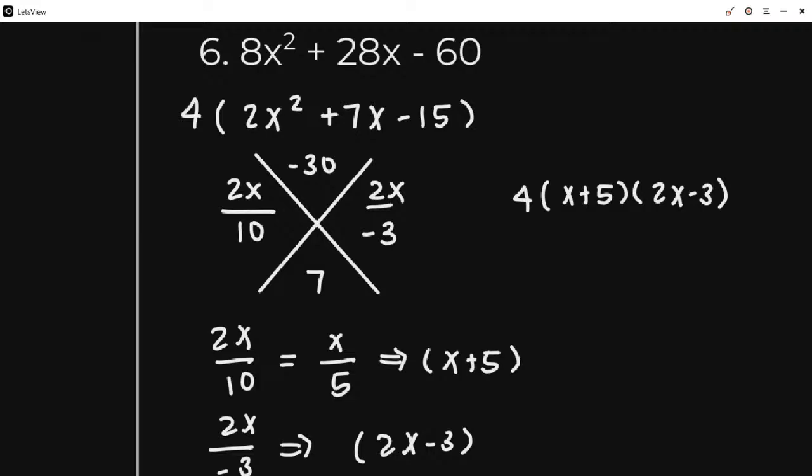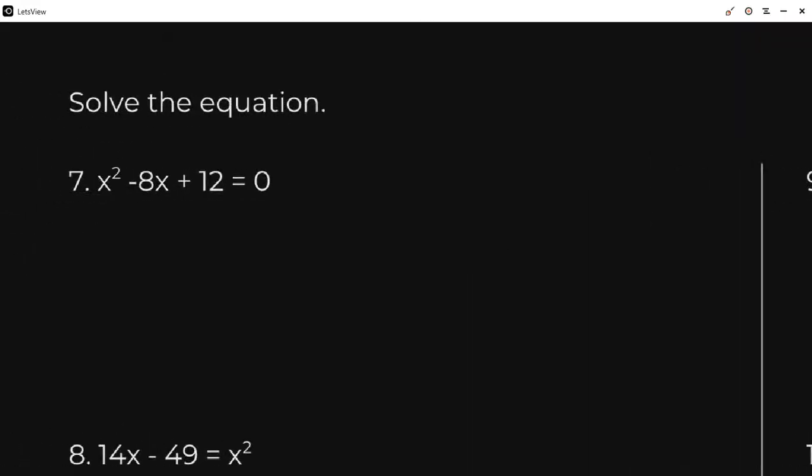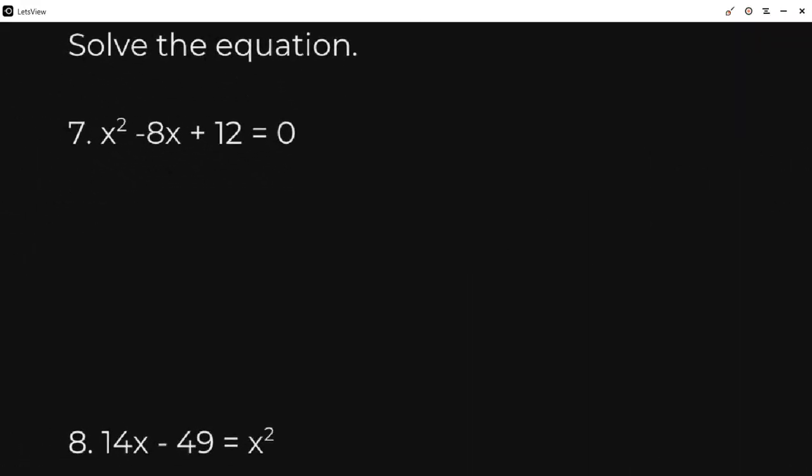Okay, so that's how you factor. In the next section, we're going to solve. So the solving problems will always have an equal sign. That's how you can tell the difference. And the first step is to rewrite everything into standard form first. So this first one is already in standard form. You always want it to equal 0.